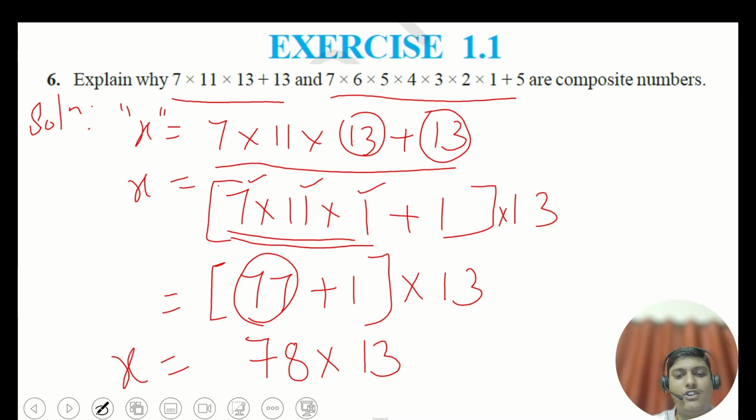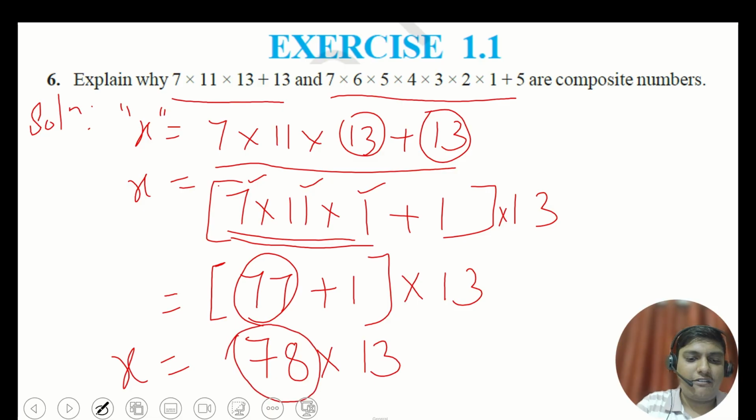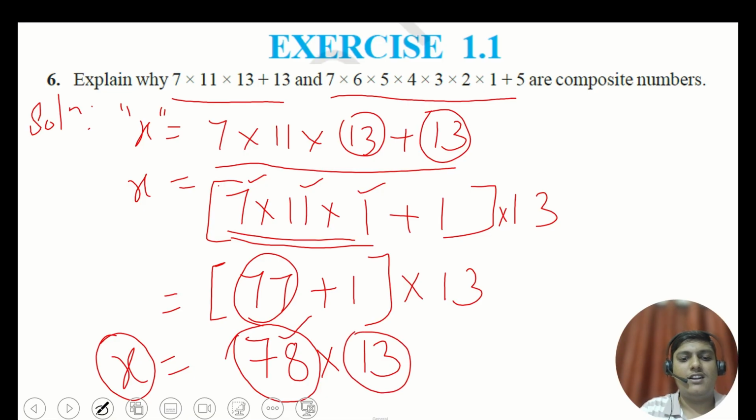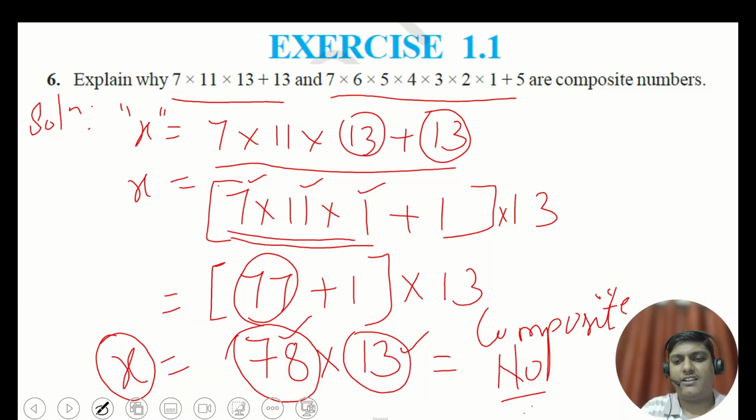So if you observe here, my value has a factor called 78. Correct? Basically the number x is having a factor 13 and another number. Since there is another composite number other than the prime factors, this can be said to be a composite number. That is all the explanation needed. It is so simple. Correct? I hope this is clear.